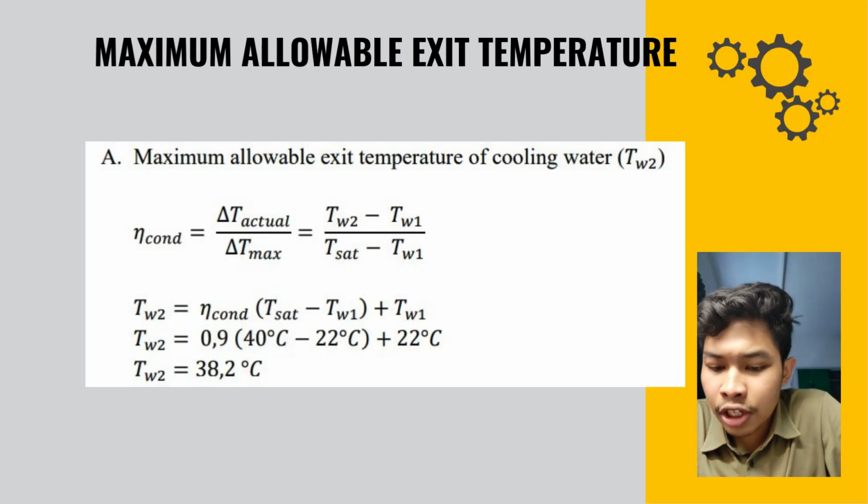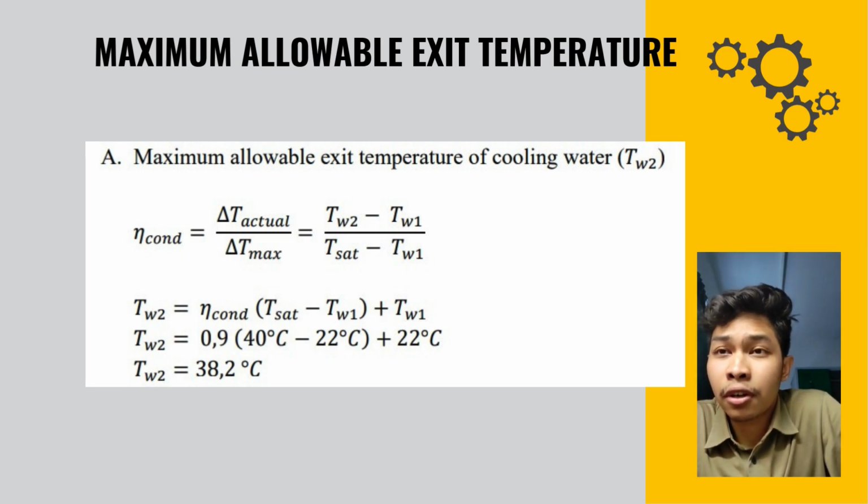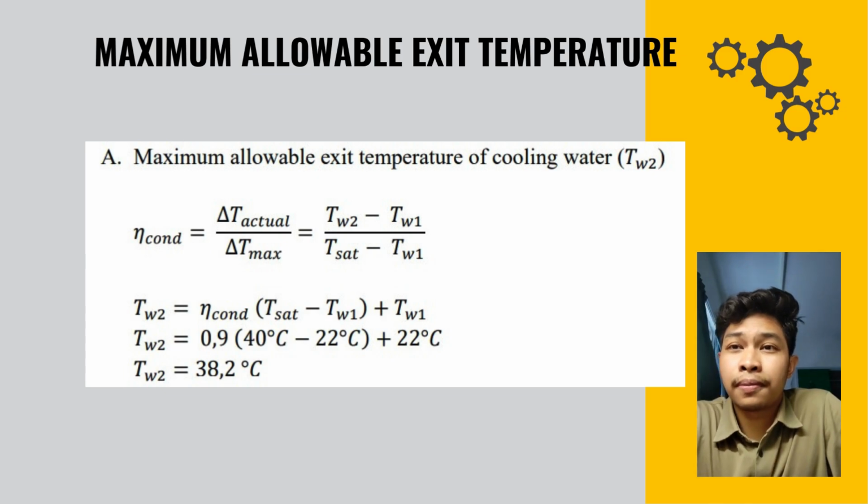The first question is the maximum allowable exit temperature, TW2. We get it from the condenser efficiency formula, which is delta T actual divided by delta T max. The delta T actual is TW2 minus TW1, divided by T saturation minus TW1. We know TW1 and we know T saturation, so we get TW2 as 38.2 degrees Celsius.